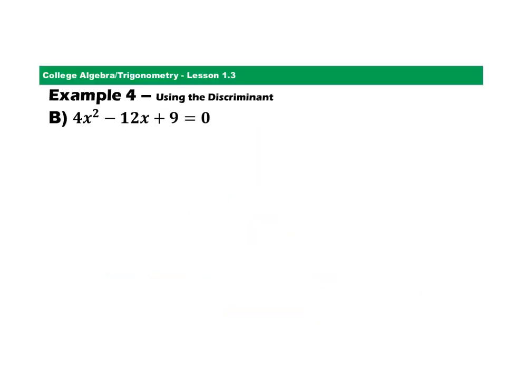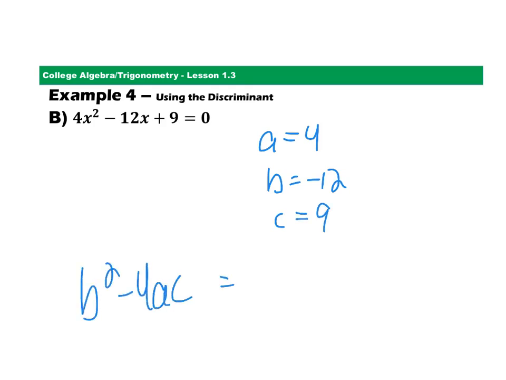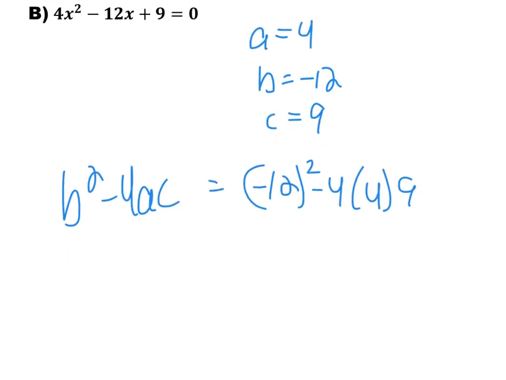Let's try this one. What's A? 4. What's B? Negative 12. Good. And what's C? 9. Okay, so our discriminant is b squared minus 4ac. So I have negative 12 squared minus 4 times 4 times 9. Agreed? Okay. What's negative 12 squared? 144. What's 4 times 4 times 9? It's 144. So I have 0.